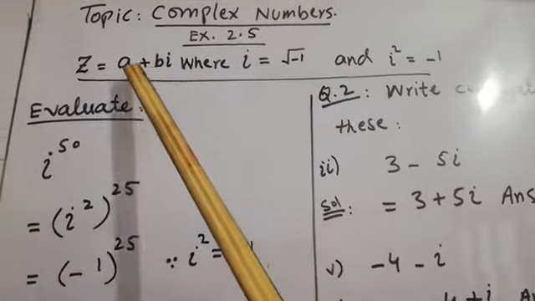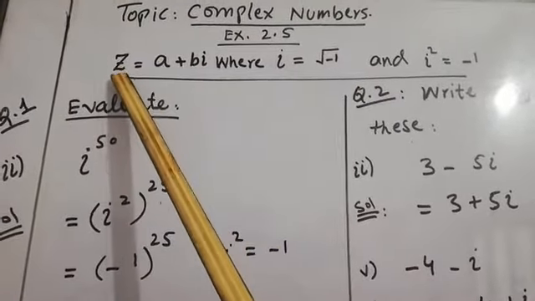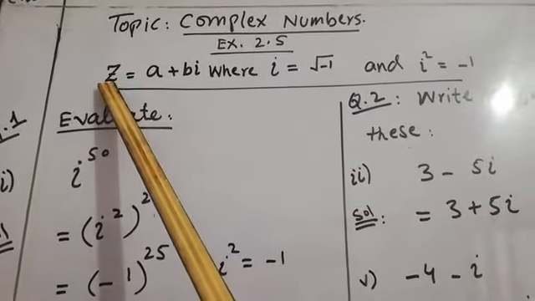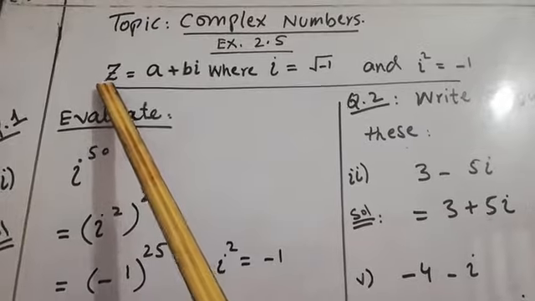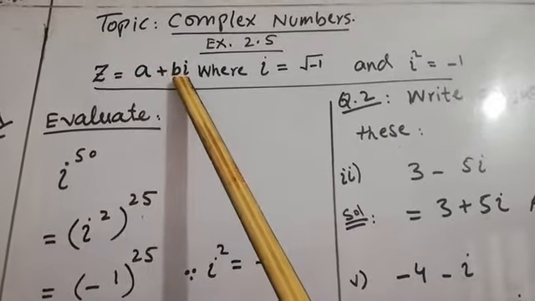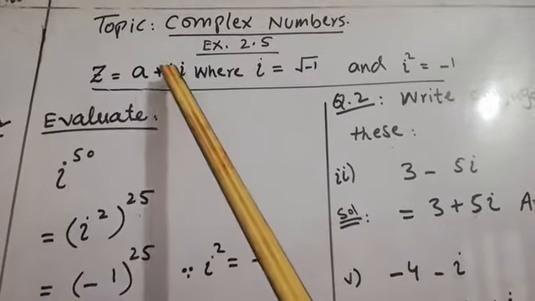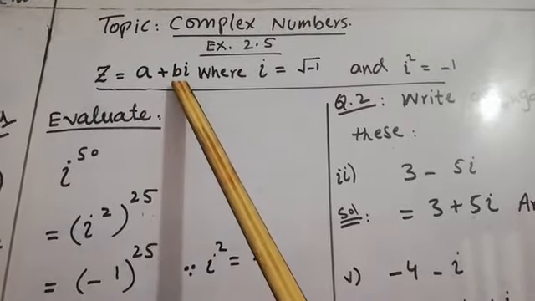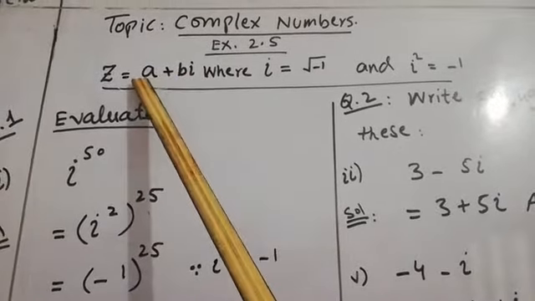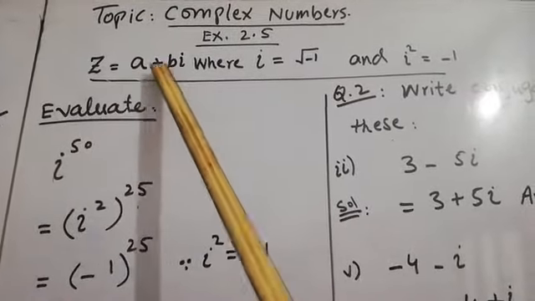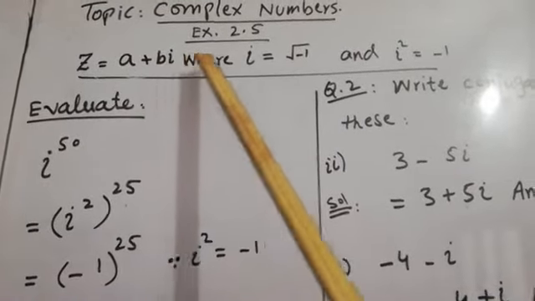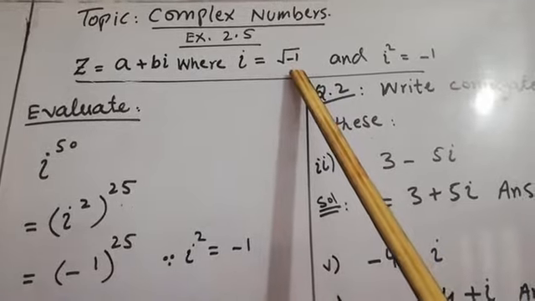My dear students, when the set is written in the form of small z, remember this, its notation is small z. z is equal to a plus b iota. When any number is written in the form of a plus b iota, then this is called a complex number, in which a and b both are real numbers and iota is an imaginary number, and the value of iota is square root of minus 1.